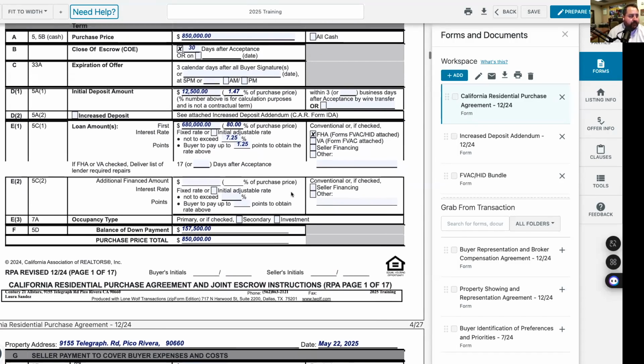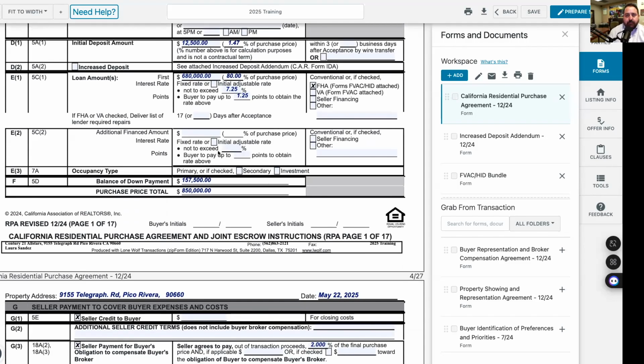Let's move on. Okay. And for these, if it's FHA or VA, deliver a list of lender required repairs in 17 days. There is no separate form for lender required repairs any longer. So it's done on a request for repairs. So it's important that we get our FHA and VA appraisals done as soon as possible so that we can do one request for repairs instead of trying to negotiate multiples. Additional financing, we're going to skip that because I don't think there is anybody doing second trust deeds right now at the purchase level. Maybe those will come back someday, but right now we can skip over that.